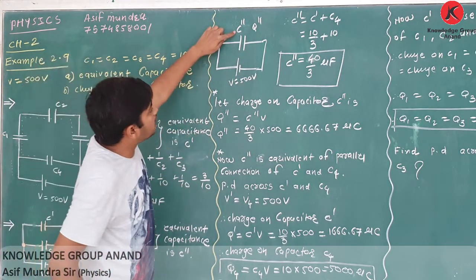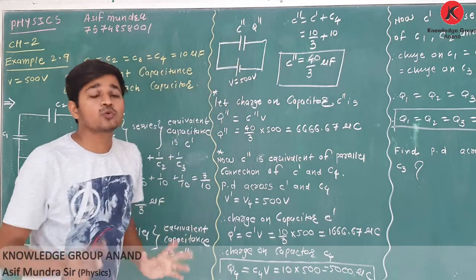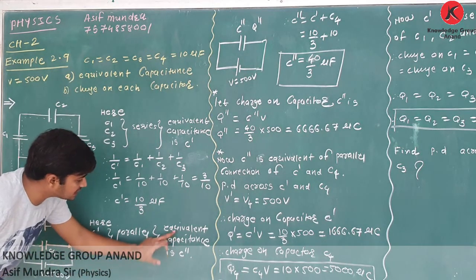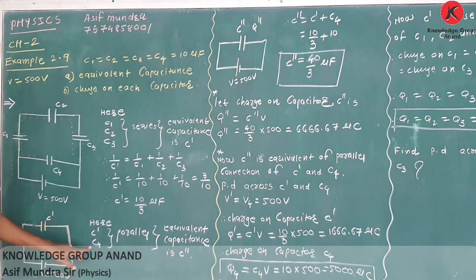First of all, you have to find what is the charge on C double dash. Now ask the question, what is C double dash? Take a reverse path. C double dash is the equivalent capacitance for the parallel connection of C dash and C4. And see, from this figure it is clear: C dash and C4 are in parallel connection with this battery.